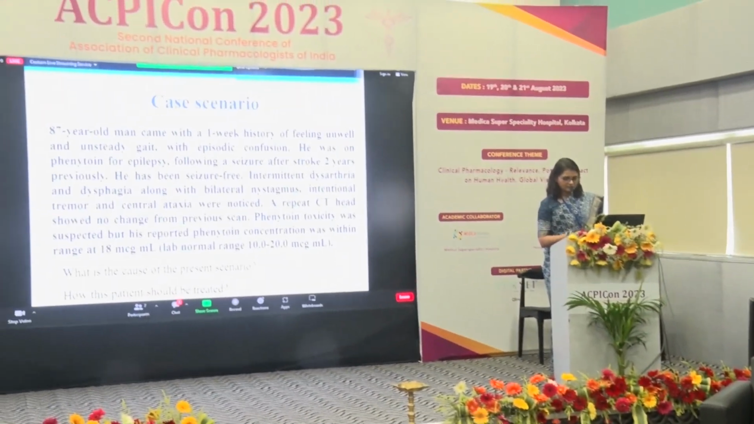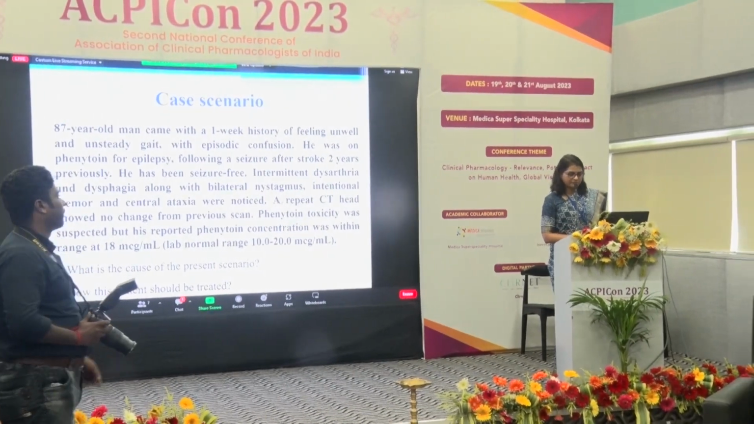Madam, can you please repeat the question? Sir wants to add that the 18 microgram per ml which has been written here is not the corrected phenytoin level. Yes, this is not corrected. This is the total phenytoin level. This is not the free phenytoin level. That's what I am trying to say. We were not able to do the free phenytoin level.